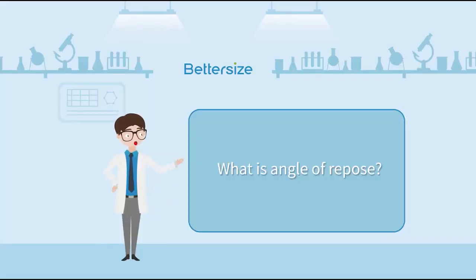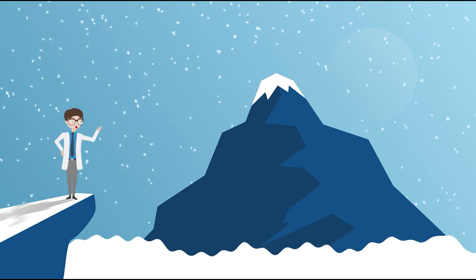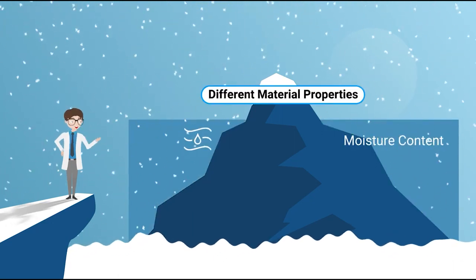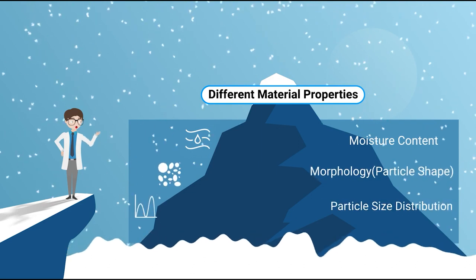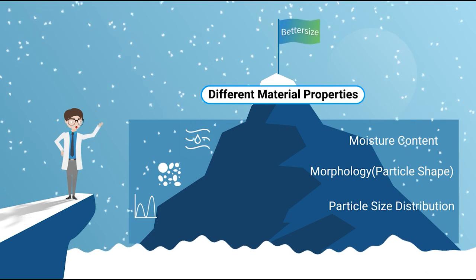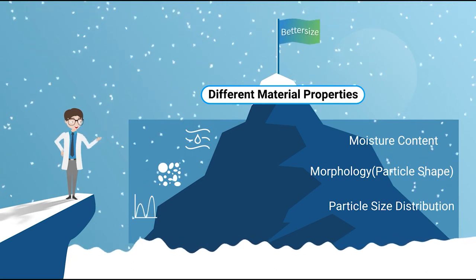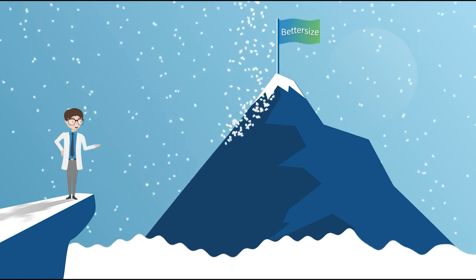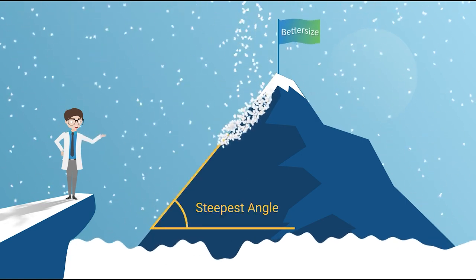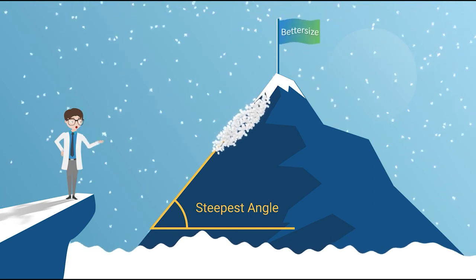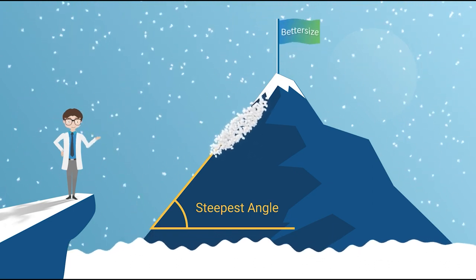This critical slope angle is called the angle of repose. So, what is angle of repose? Well, due to its wide applications and different material properties, such as moisture content, morphology, particle size distribution, etc., it is challenging to find a one-size-fits-all solution to define what the angle of repose is. Typically speaking, the angle of repose is the steepest angle relative to the horizontal plane which a material can be piled without slumping or the surface material sliding.